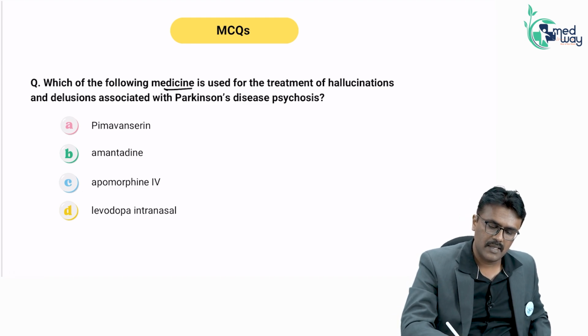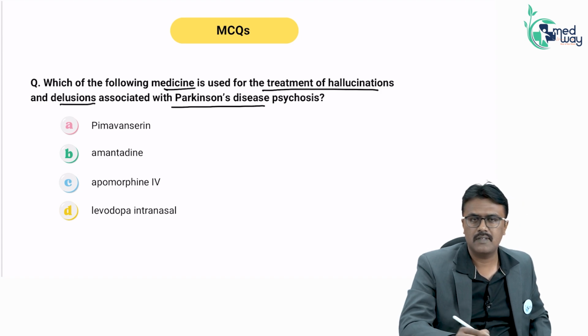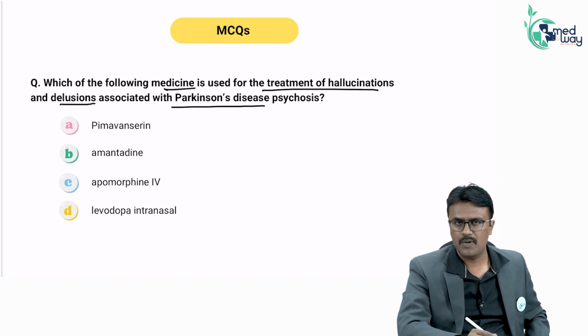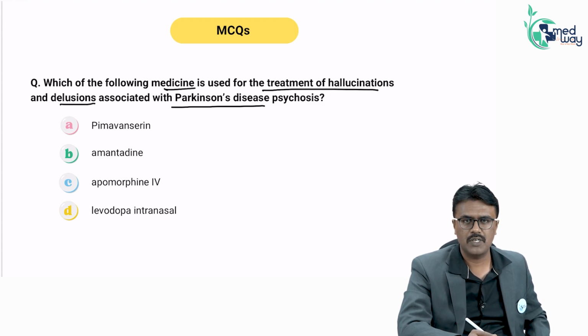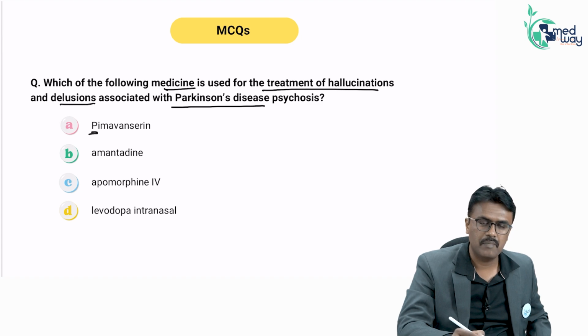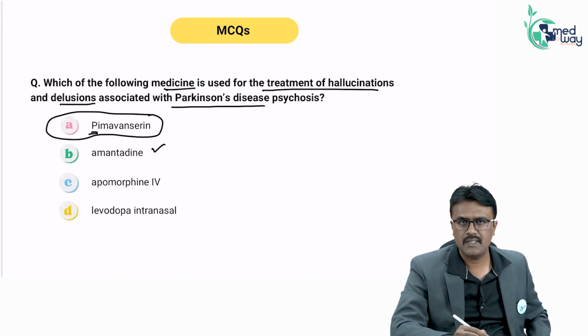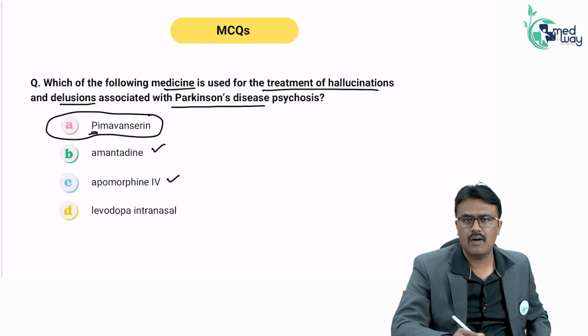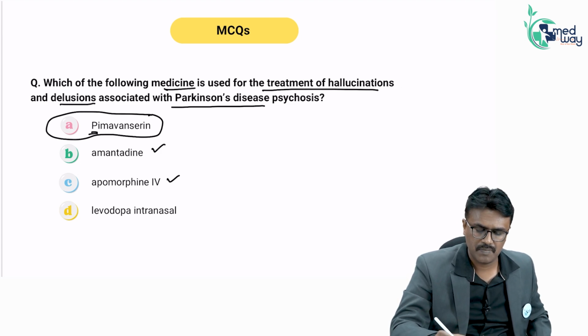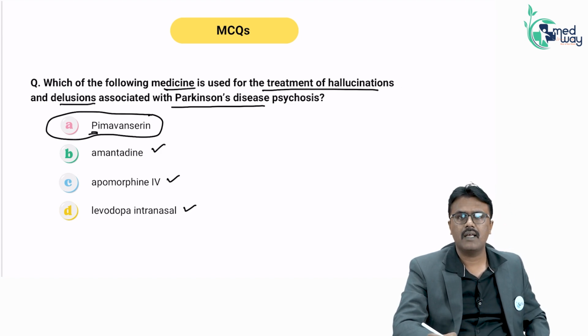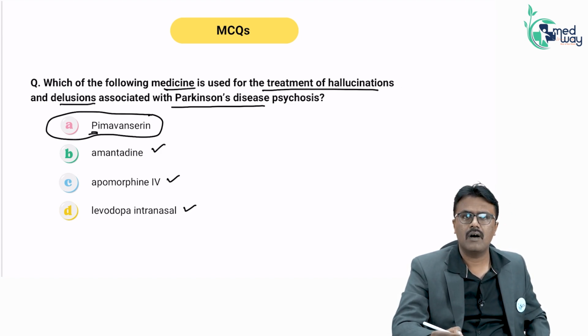Which of the following medicines is used for treatment of hallucinations and delusions associated with Parkinson's disease psychosis? I told you about this drug, there may be Parkinson's disease psychosis, the patient will have hallucinations and delusions. The name starts with P. Pimavanserin is the drug which we use. And amantadine is used to manage dyskinesia. And apomorphine IV or subcutaneous can be used when there is sudden onset of off episodes. Even levodopa intranasal can be given when there are sudden off episodes.